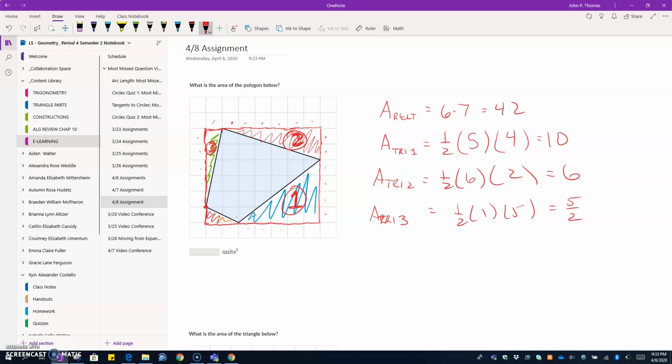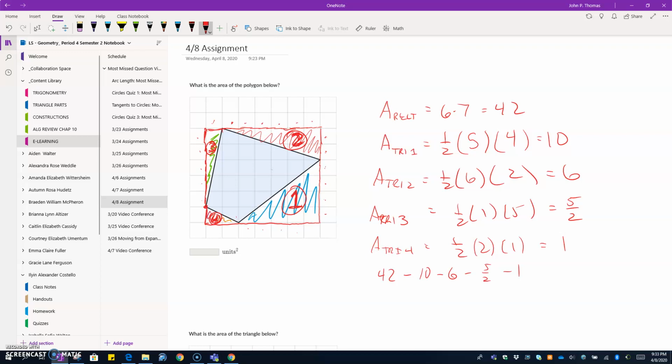Now I've got one more little area to find, which is this little triangle down here in the bottom left corner. So the area of triangle 4 is going to be 1/2 the base, which is 2, times the height, which is 1, which is going to be a 1. So I have to take the 42 I started with. I'm going to subtract the 10, the 6, the 5/2, and the 1.